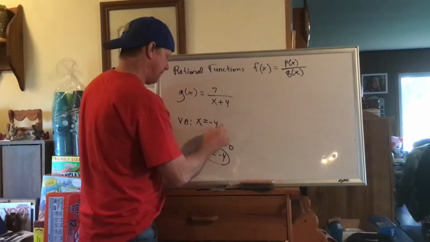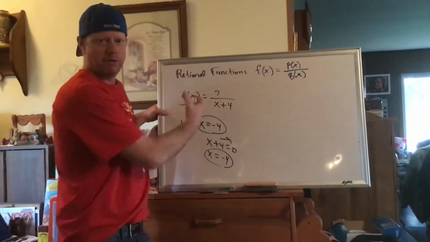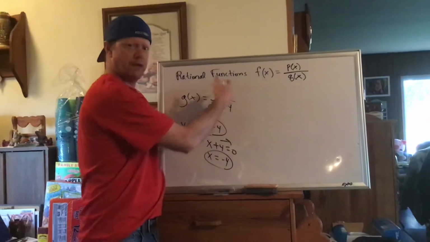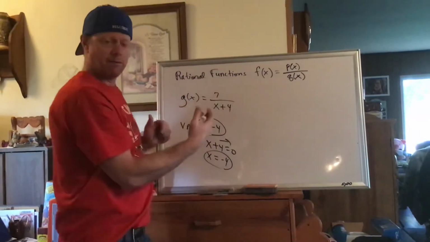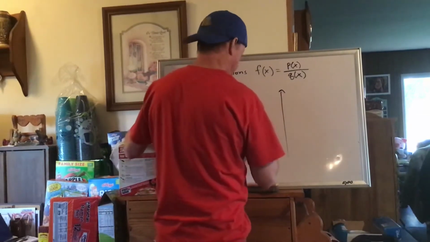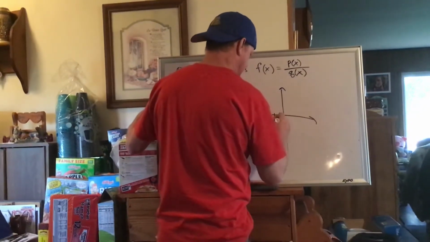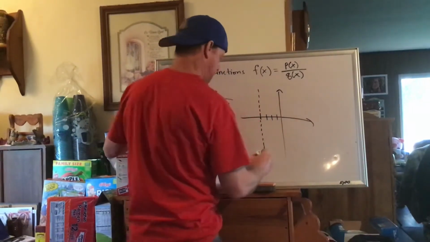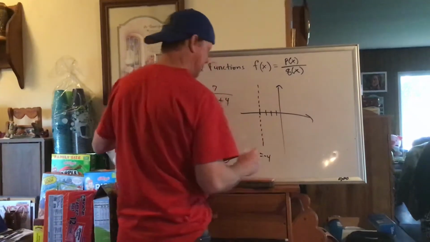There's going to be a vertical asymptote on this graph at -4, because if x were -4, -4 plus 4 is 0. You'd have 7 over 0. You cannot divide by 0. That's undefined. So that's how come we have a vertical asymptote at that location. So x equals -4 is right there.